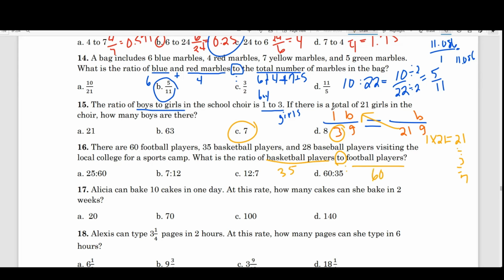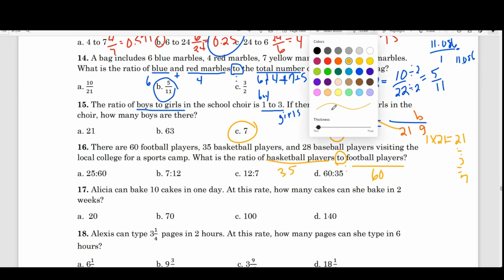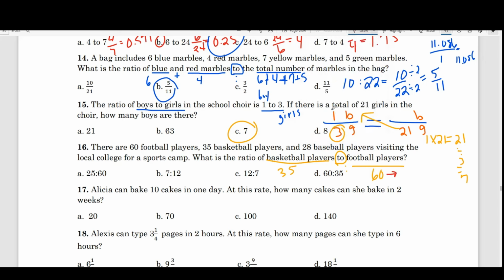And then remember that ratios always have to be reduced down just like fractions. So if I have 35 to 60, it's like saying 35 over 60. We can reduce both of those by 5. That would give us 7/12, which would be 7 to 12.